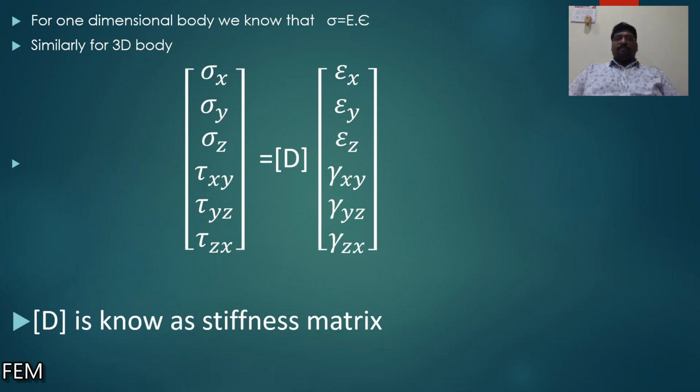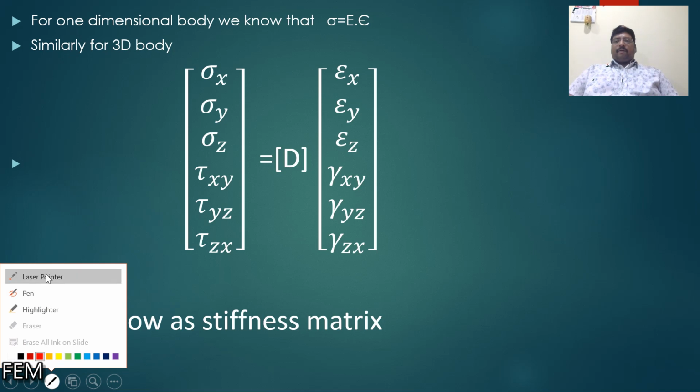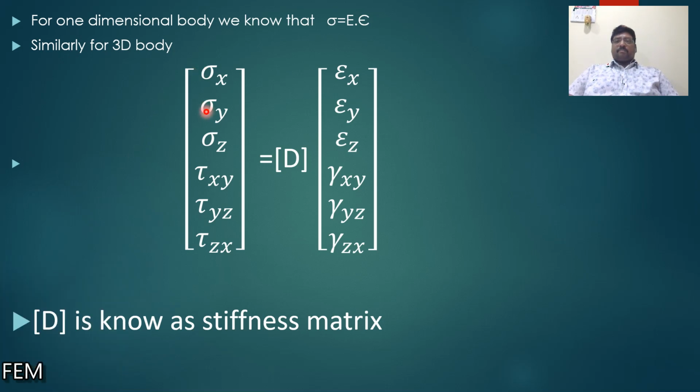As we discussed earlier, for a three-dimensional body there exist six stresses and six strains. Here I have three axial stresses, sigma x, sigma y, sigma z, and three shear stresses, tau xy, tau yz, and tau zx. The stress and strain relationship matrix is the D matrix.